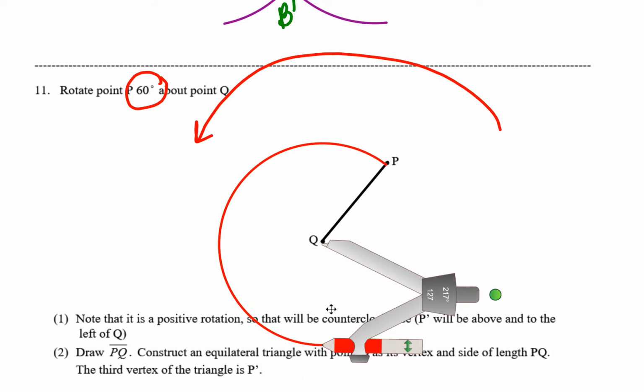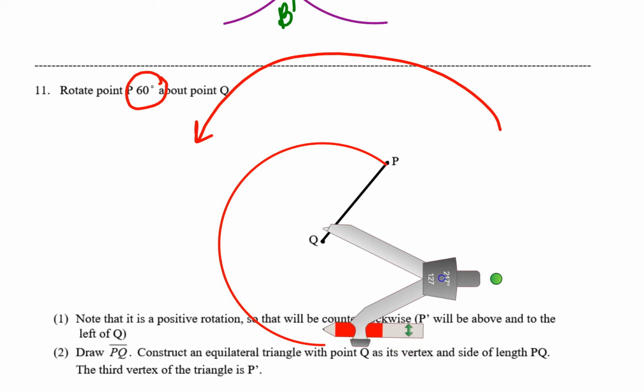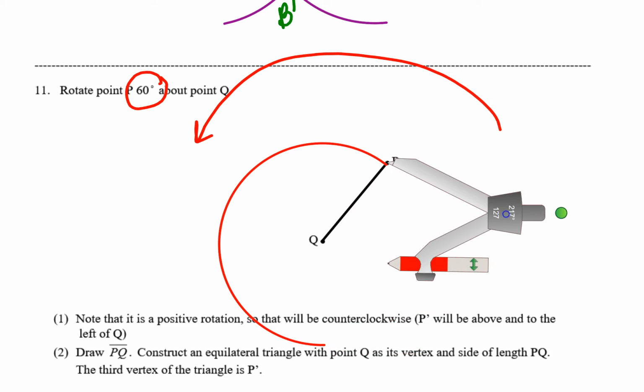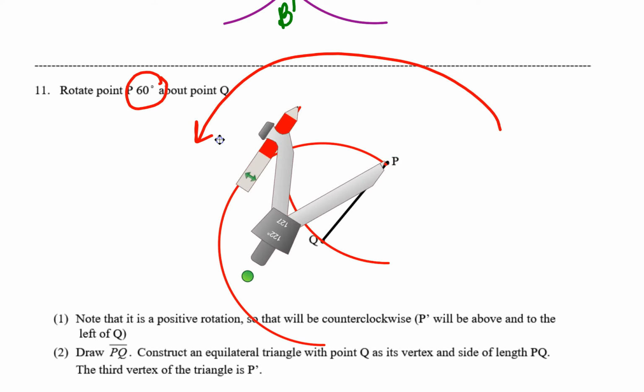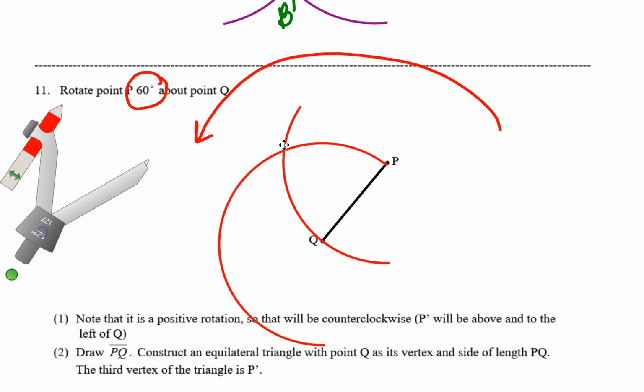So like so. I'm going to pick up my compass, not having changed my setting, and I'm going to the point that I'm now trying to rotate. I make an arc. You can see this looks exactly like our equilateral triangle construction. Now, in an equilateral triangle, each angle is 60 degrees. So what's happened is this point has been rotated, now 60 degrees, and its new location is at this intersection point right here, which we'll label P prime.